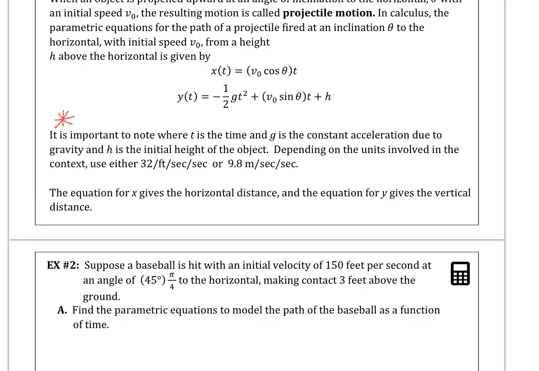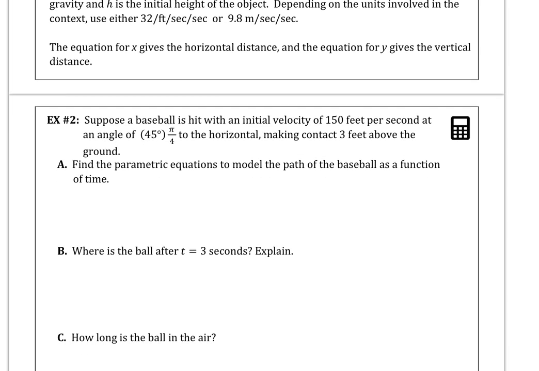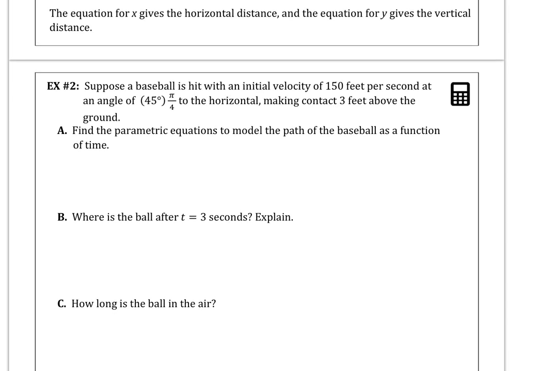So let's jump into one of my favorite sports, baseball. Suppose we hit a baseball with an initial velocity of 150 feet per second at an angle of pi over 4 radians, which is 45 degrees, making contact 3 feet above the ground. So we're going to set up the parametric equations that are going to model the path of the baseball. Now you can either use radians or degrees. It just depends on your teacher's preference.